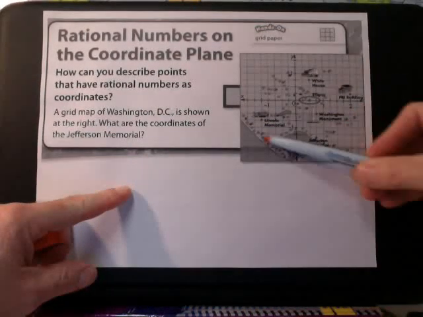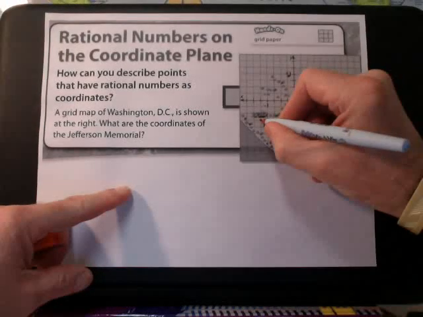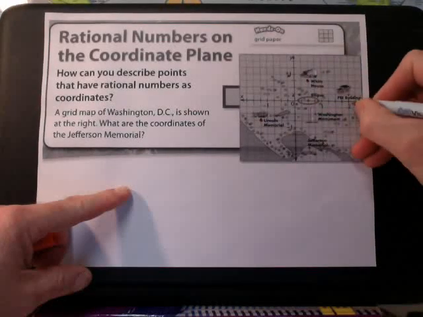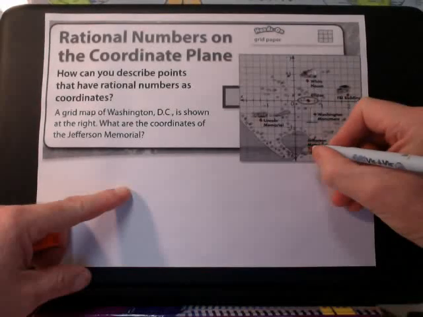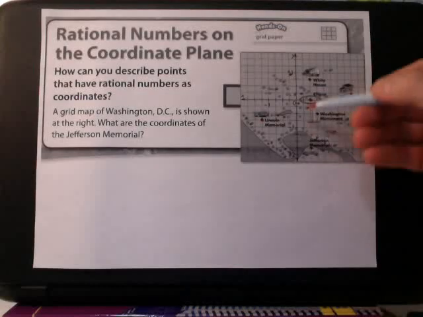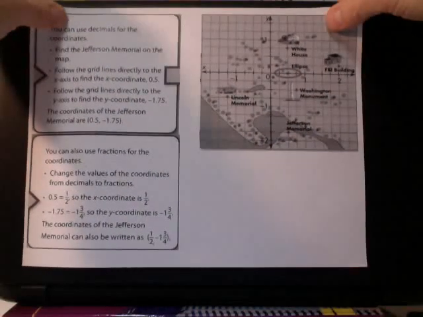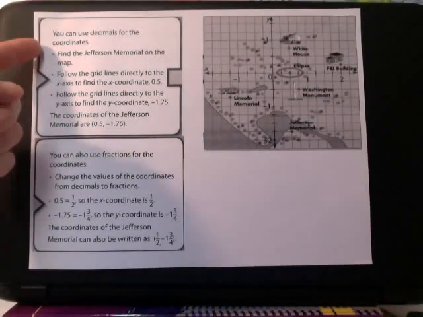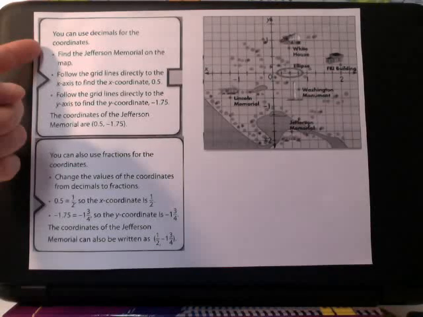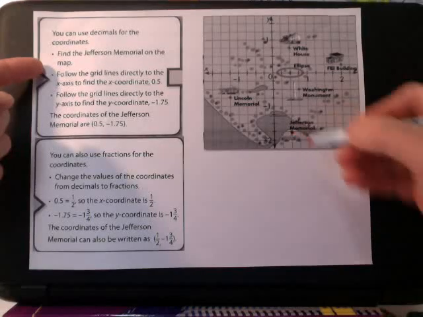Well, this is our grid over here, and here are the different sites in Washington, D.C. You'll notice in your book that each site has a red dot that tells you where it is located on the coordinate plane, so you get exact intersections. Then the book goes on to tell you on page 213 how to locate those points. It gives us our same grid system, and says you can use decimals for the coordinates. Find the Jefferson Memorial on the map. Well, here's the Jefferson Memorial right there.